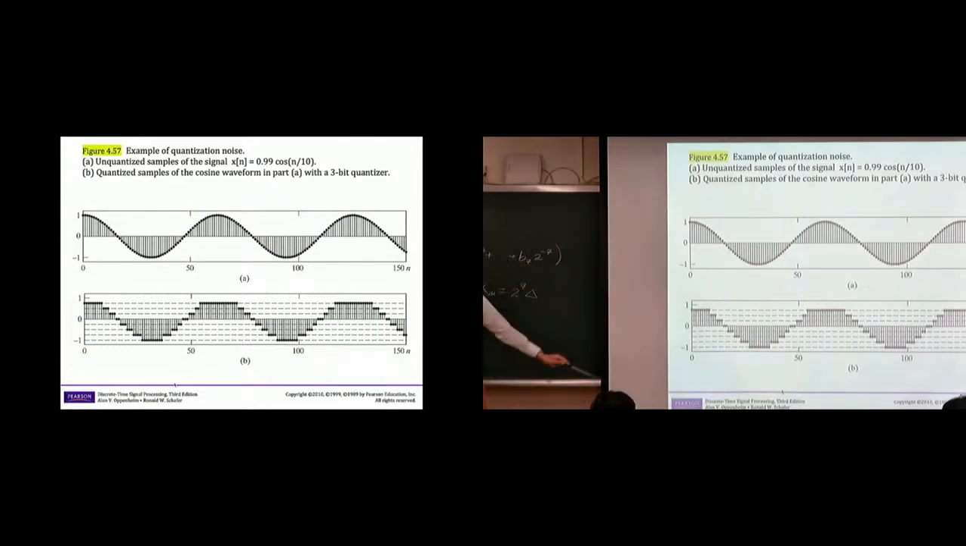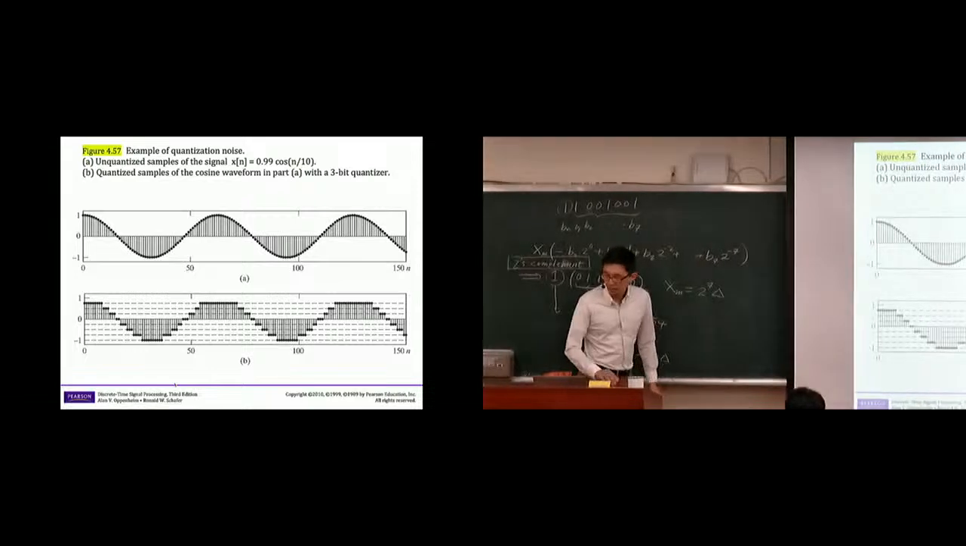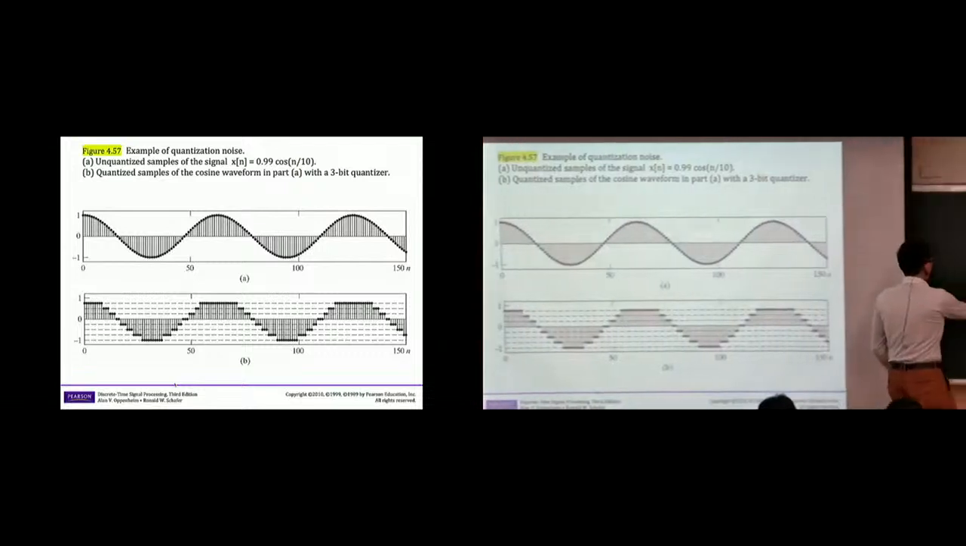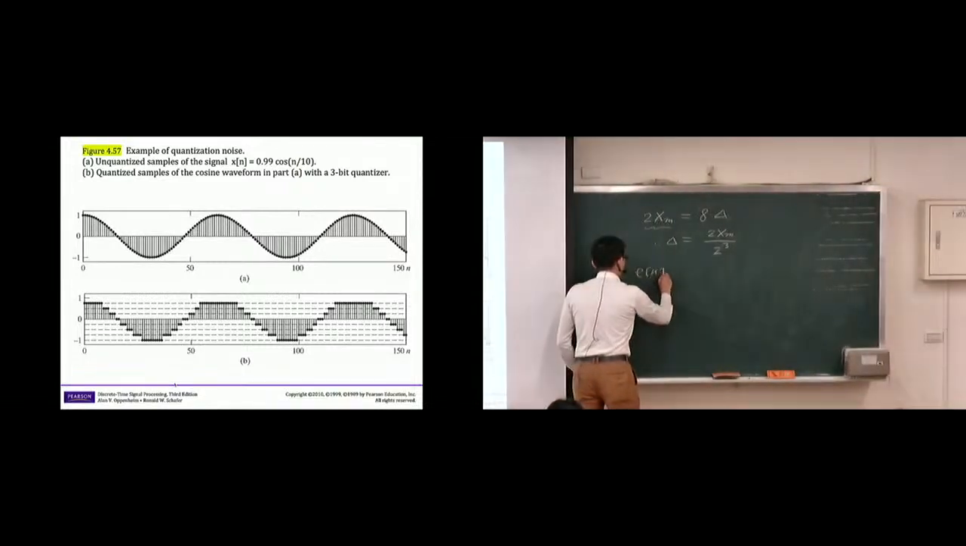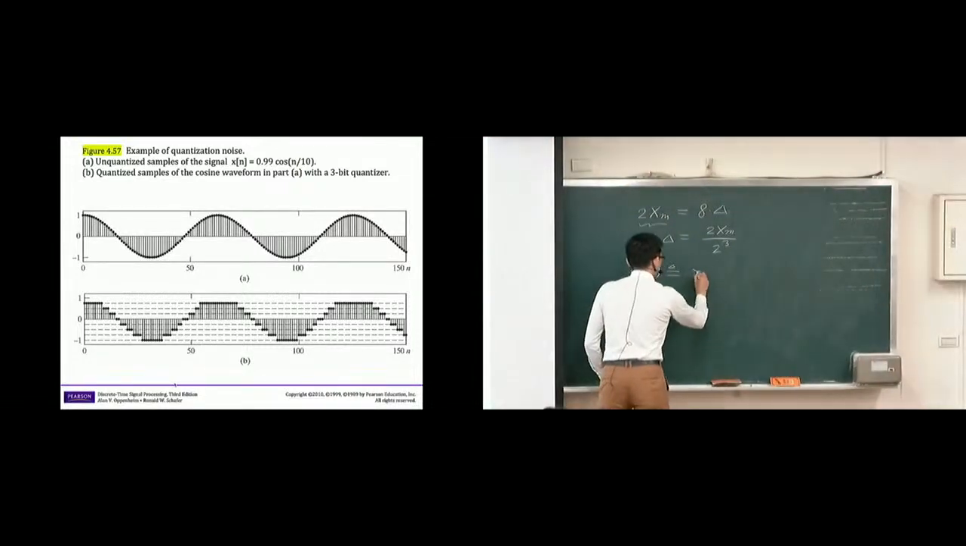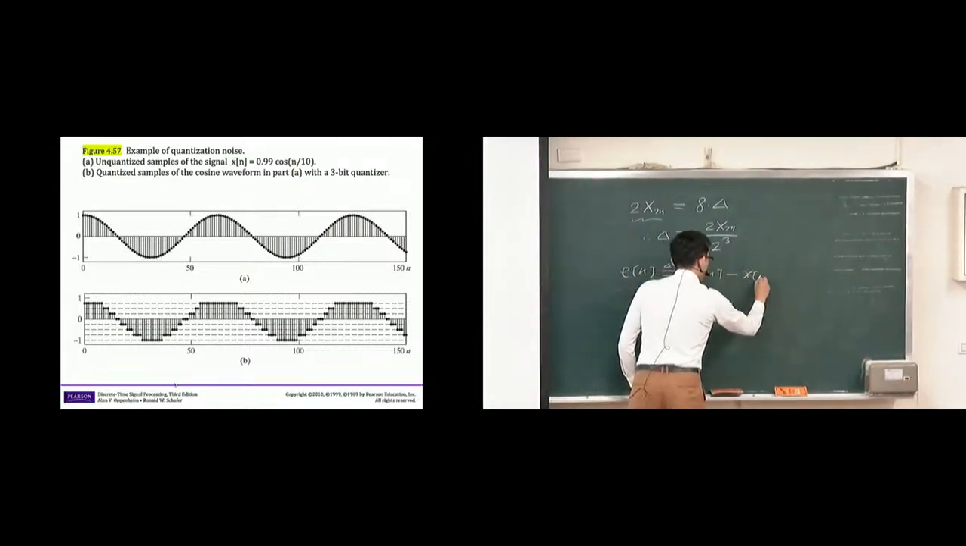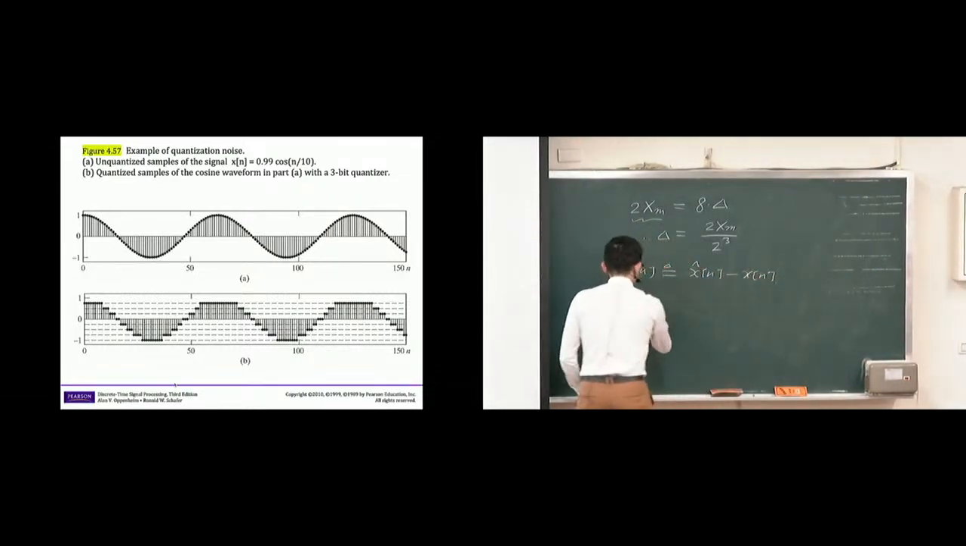It introduces error. So what is error? Error is defined by the output subtracted by the input. 输出减输入叫做 error. Yeah. So let's take a note. Here, quantization error is defined as the output subtracted by the input. That's the usual definition of error.